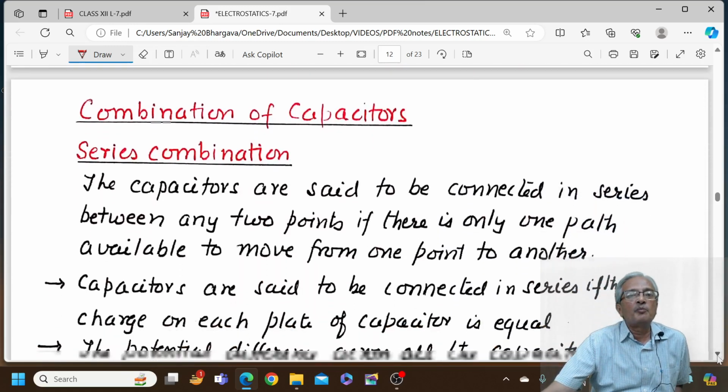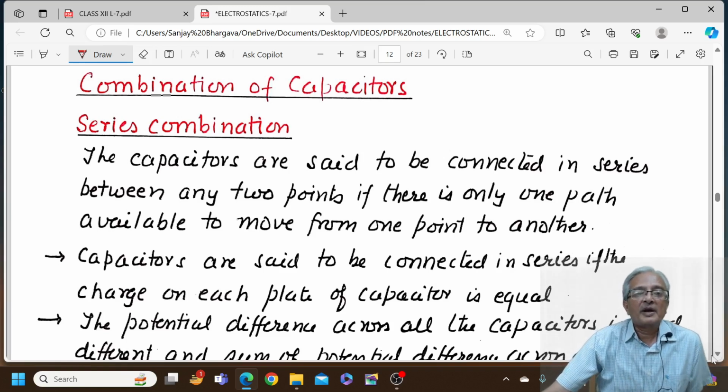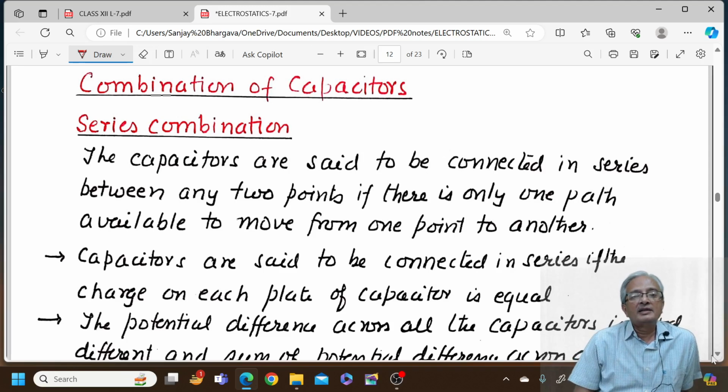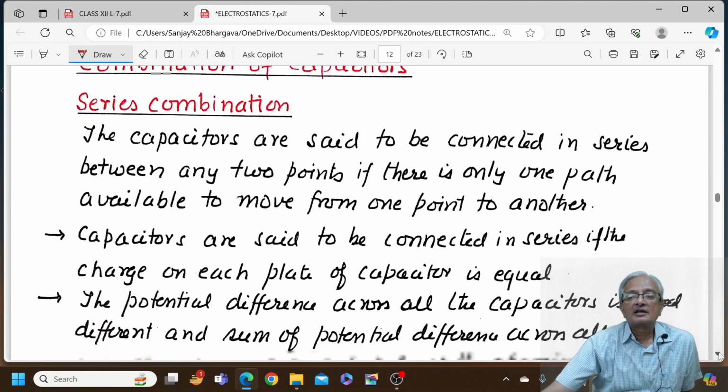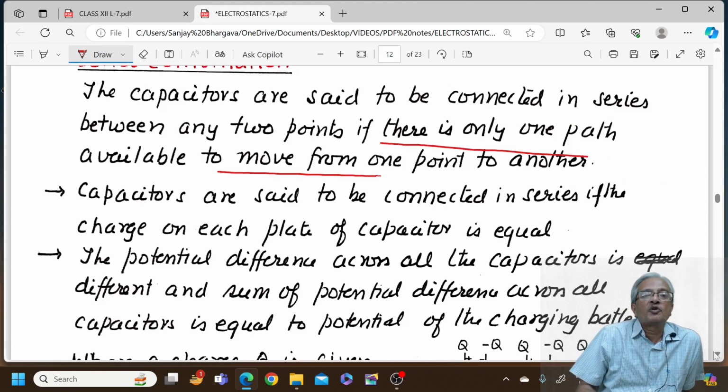Now we come to combination of capacitors. The capacitors can be combined either in series combination or parallel combination. Then let us pick up from series combination. Capacitors are said to be connected in series between 2 points if there is only one path available to move from one point to another.